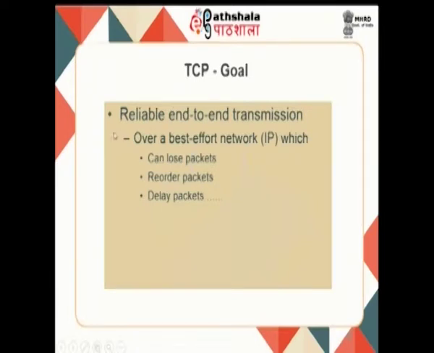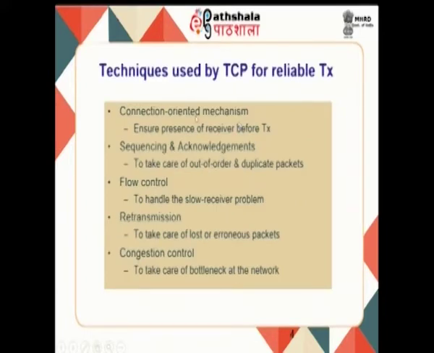Now, the goal of TCP, as we already mentioned, is to provide reliable end-to-end transmission over a best effort network, which is the IP protocol, which can lose packets, reorder packets, delay packets, etc. In spite of whatever the IP layer would do, we want to provide a reliable end-to-end connection. So, how does TCP do this? What are the techniques that are used by TCP for providing reliable transmission?